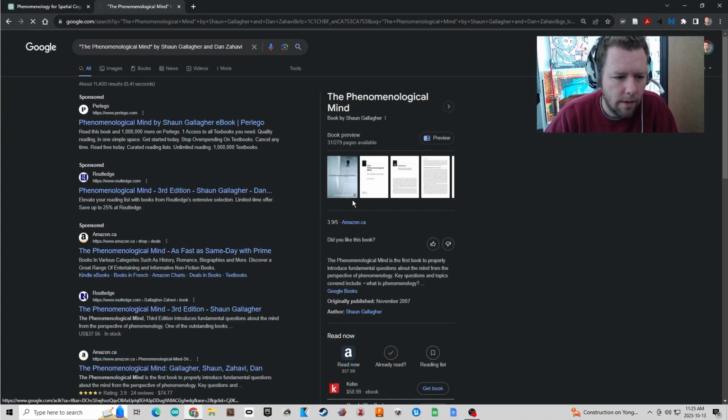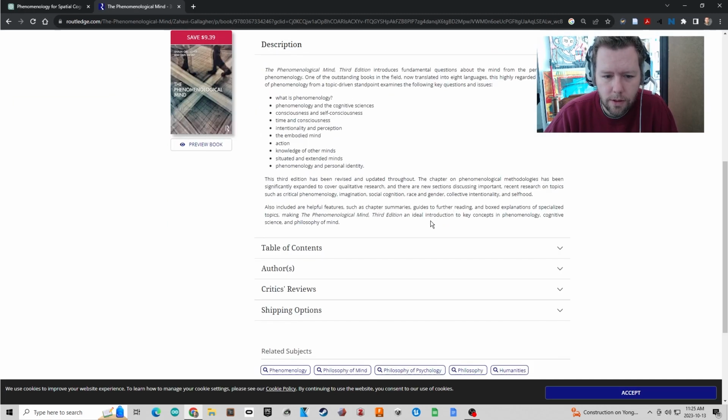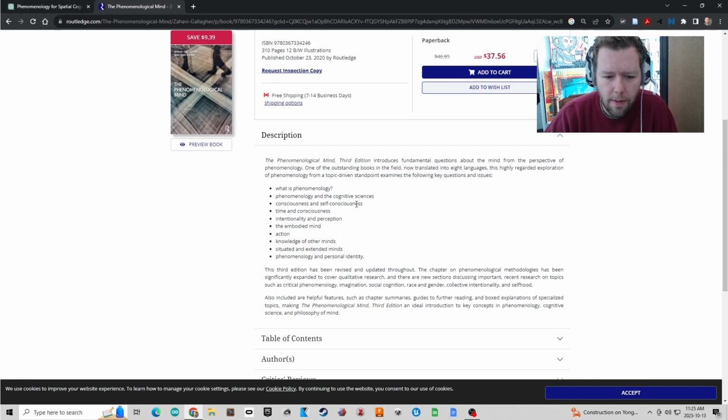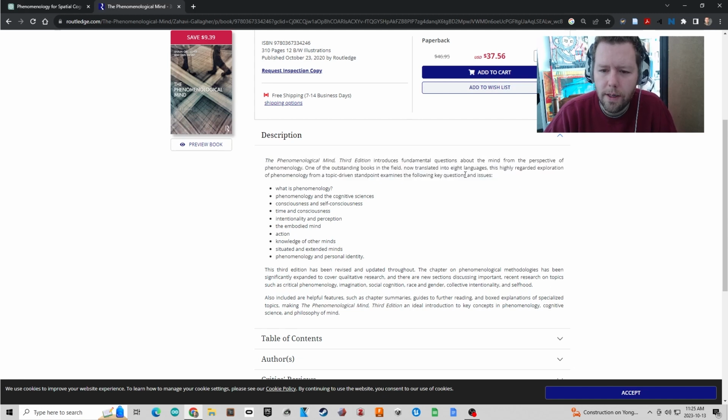Okay. The Phenomenological Mind. So it looks like this is a book published by Routledge, and that looks like a great source. Look at this. The Phenomenological Mind, 3rd edition, introduces fundamental questions about the mind from the perspective of phenomenology. One of the outstanding books in the field, now translated into 8 languages. This highly regarded exploration of phenomenology from a topic-driven standpoint examines the following key questions and issues.